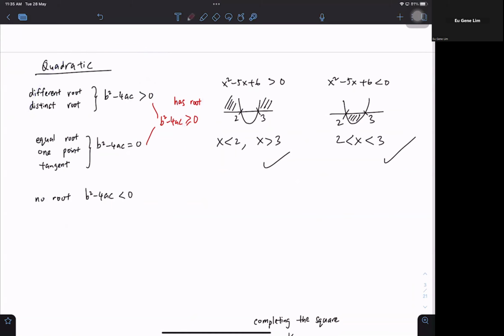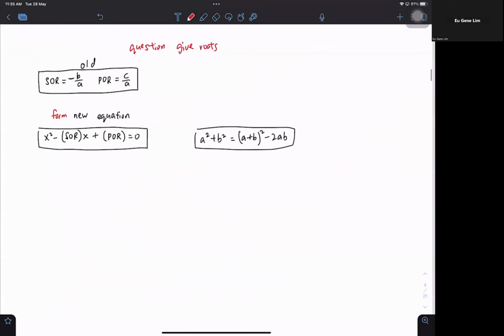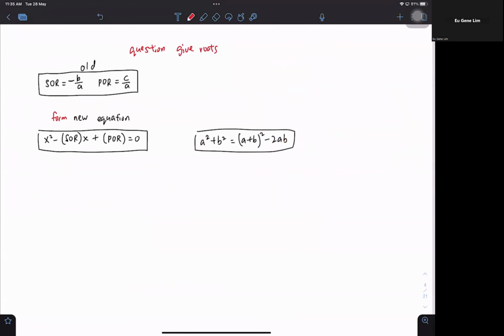Okay, then the next topic I want to discuss is this one: sum and product of roots. So this one also you take a picture, or you screenshot. Now I tell you what, how do we know it is a sum and product question?